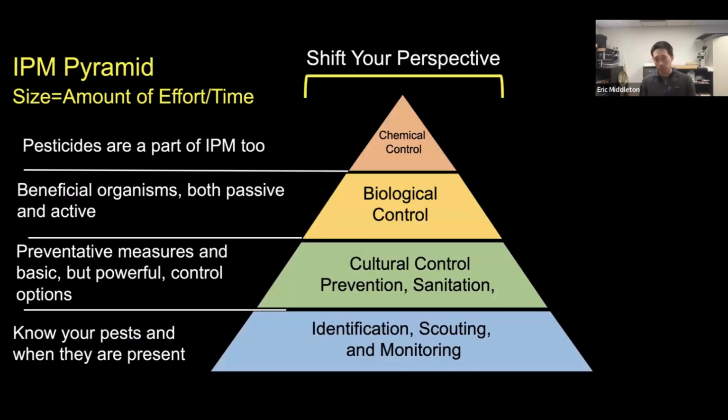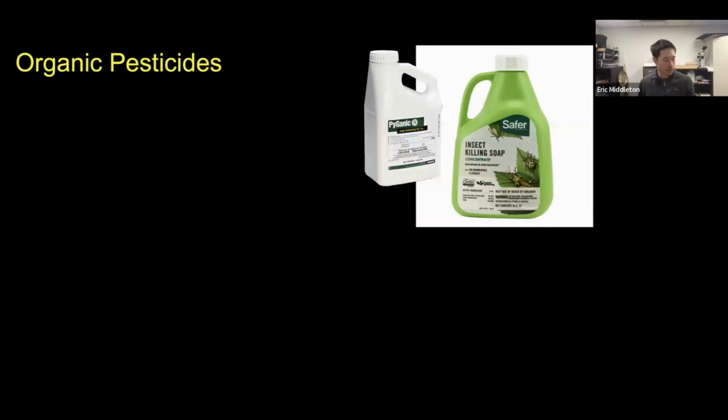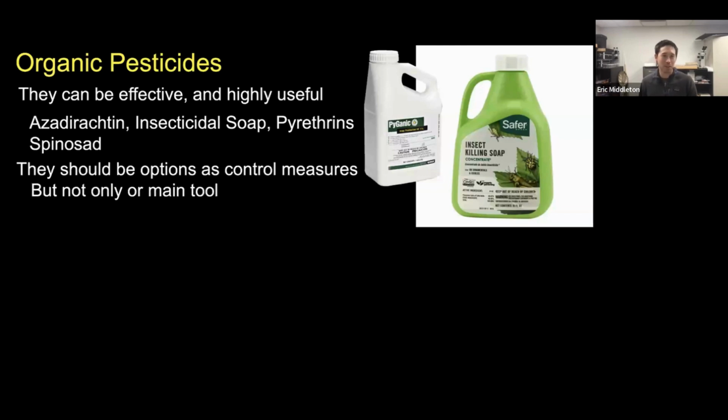All right, so the last part of the IPM pyramid is chemical control, because of course pesticides are a part of integrated pest management too. I'm sure all of you have lots of information about the different organic pesticides that are available, so I'm not going to go very much into it, but they certainly can be effective and highly useful. There are a number of different ones: azadirachtin, insecticidal soap, pyrethrins, and spinosad, which is very, very common. Lots of people use that one in particular. Of course, they should be options to use as control measures, but would not be your only or even your main tool as much as possible.